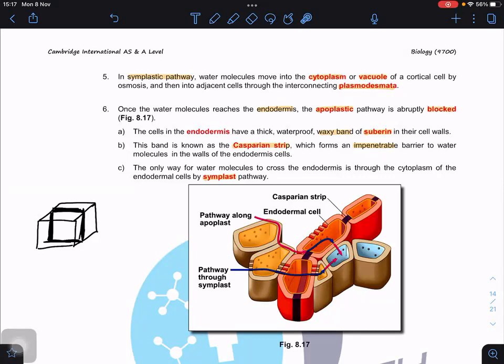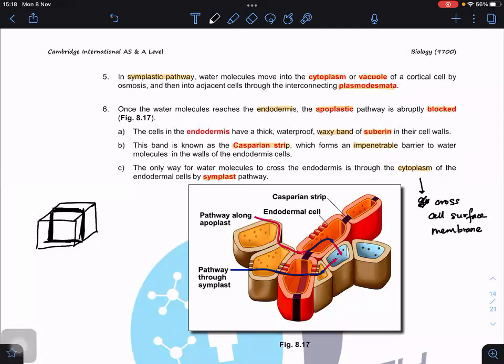So these Casparian strips are very, very important to change the direction. Basically, the apoplastic pathway now has no choice but to enter through the symplastic pathway. So they have to go through these passage cells. Can you see that? So the Casparian strip blocks the apoplastic pathway. The only way for water molecules to pass through is to go into the cytoplasm by the symplastic pathway, and this pathway requires the water molecules together with the ions to cross the cell surface membrane.